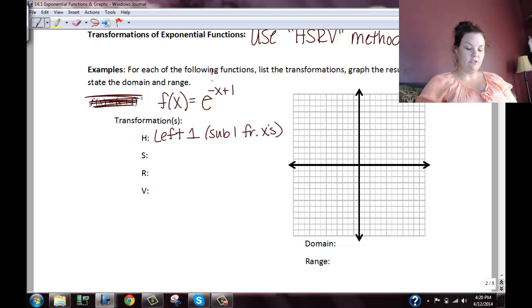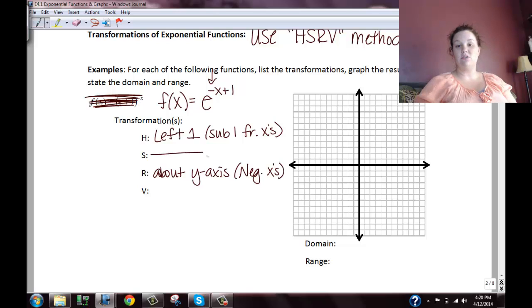Okay. The other transformation I have is a negative. Negatives are reflections, so that's my r, and it's going to be a reflection about the y, because here the negative is on the x. If we negate all of our x's, that flips it across the y-axis. So this is about the y-axis, and we get that by negating the x's. Okay, we don't have any multiplication, so there's no stretching. We don't have any addition or subtraction outside the exponent, so there's no vertical shifts.